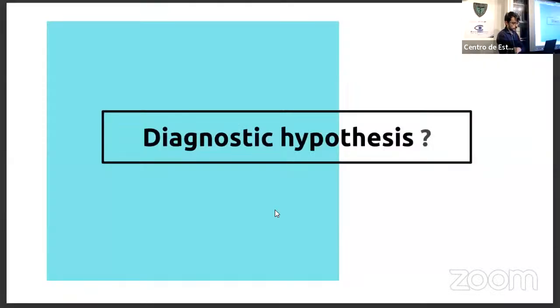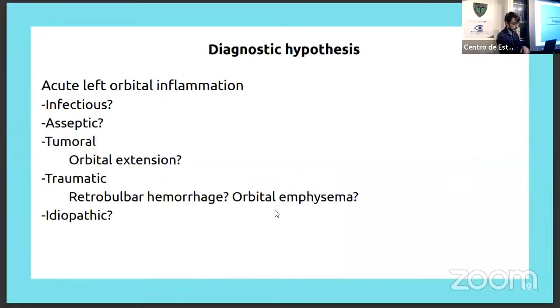So we made some diagnostic hypotheses here, and we thought about an acute left orbital inflammation. And first, we thought about an infectious involvement of the orbit, like a postseptal cellulitis. It's hard to think about this hypothesis because it was really fast. It developed in 1-2 days, and she didn't have any symptoms systemically, like fever or other symptoms.